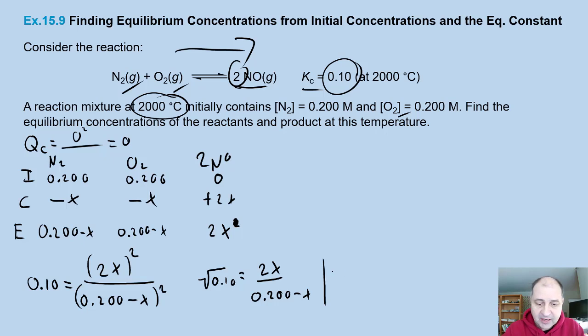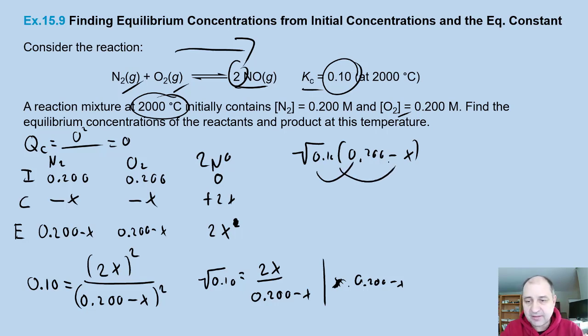I'm going to run out of space with my algebra, but that's okay, so I'll do a little bit of it, times 0.200 minus x. That's the square root of 0.1 times 0.200 minus x. So you just have to multiply that out. This is basic algebra. I guess I won't show you all of it. I have the solution for it. You should be able to work through it yourself.